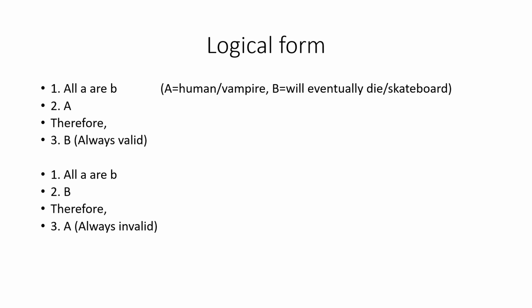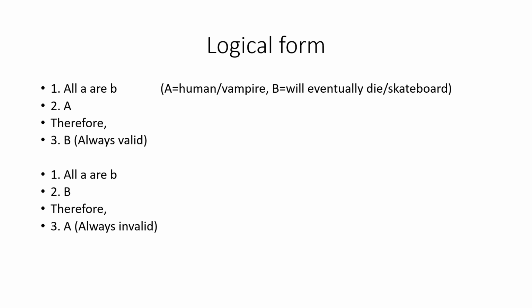So what you can do here is whatever categories you are going to put in, you could replace them with just a letter, similar to how we do in algebra with mathematics. And this is called in philosophy logical form. So if you look at the top here, this is the logical form of the argument which was valid. All humans will eventually die, I am human, therefore I'll eventually die, as such.